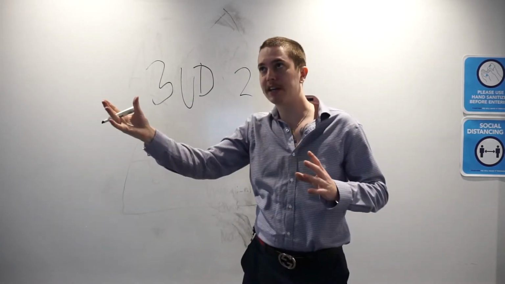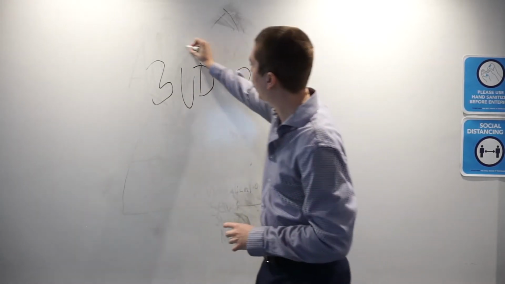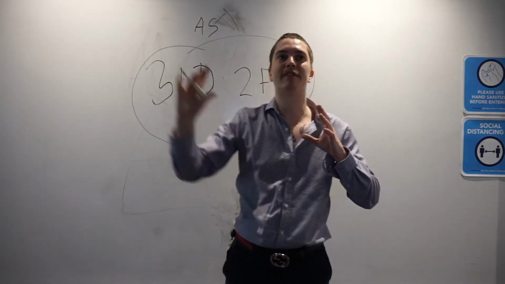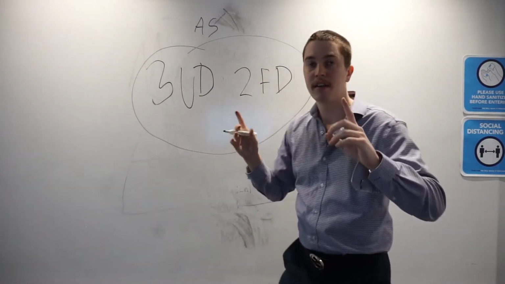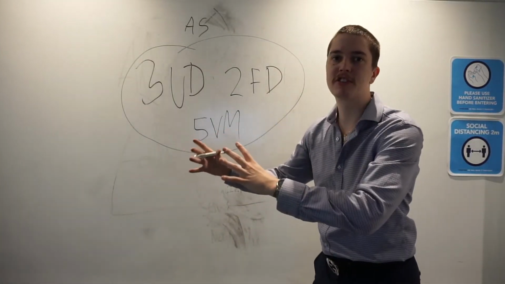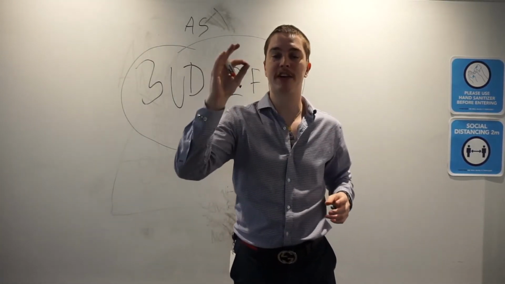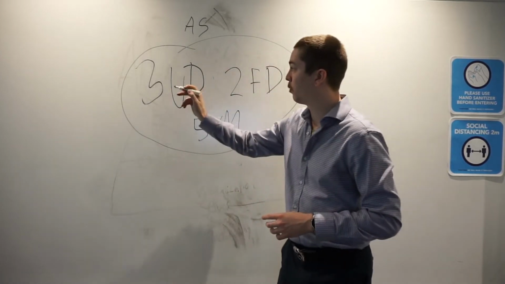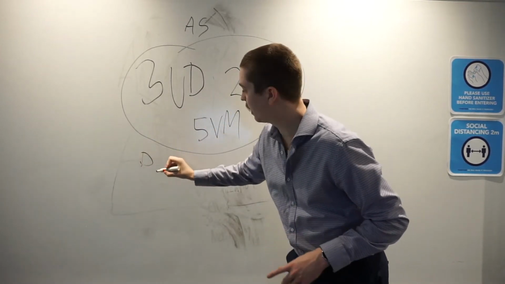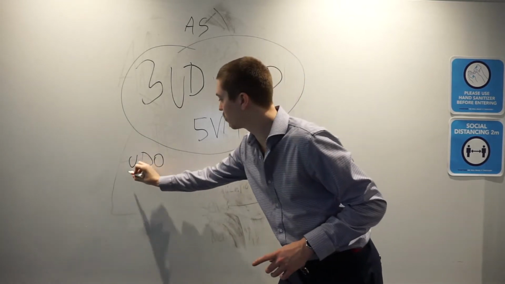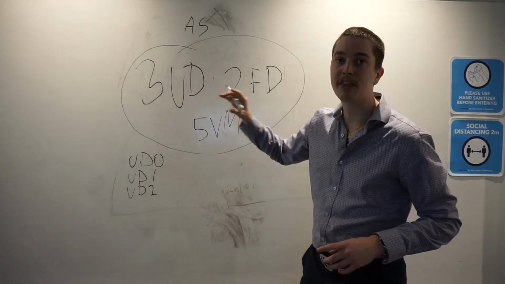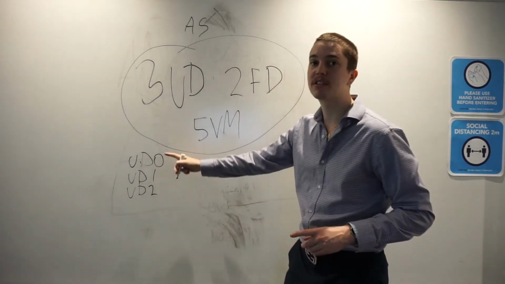Okay, so 3 update domains, 2 fault domains, and these are all in an availability set. So our availability set has 3 update domains, 2 fault domains, and 5 VMs. And the reason I want you to picture these numbers is because this is important for Azure exams. So pay attention. When we have 3 update domains, Azure names them: the first one is update domain 0, the second one is update domain 1, the third one is update domain 2. So even though we have 3 update domains, our highest number is 2 because it starts with 0.